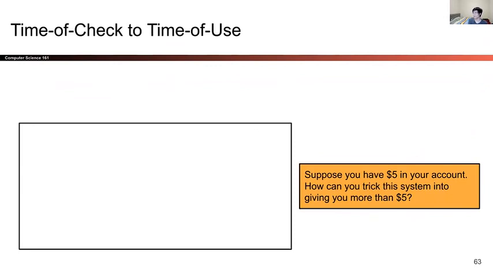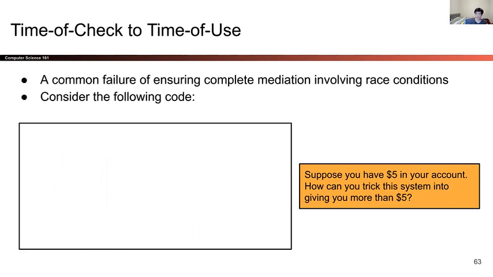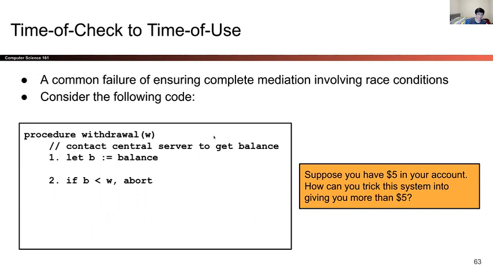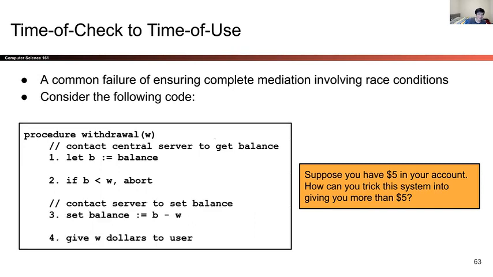A good example of how ensure complete mediation often fails is something called time of check to time of use. So this is a common failure of ensuring that. And we're going to look at the following pseudocode. And it's going to appear one line at a time because I guess that's how we set it up.